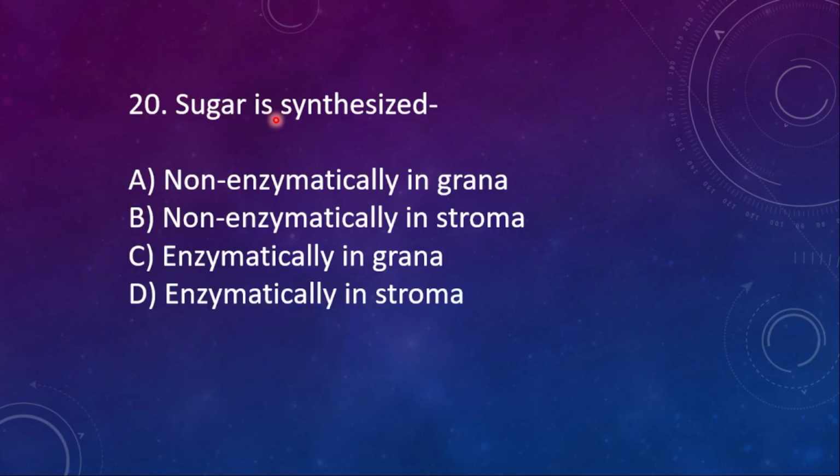20th question. Sugar is synthesized: A, non-enzymatically in grana, B, non-enzymatically in stroma, C, enzymatically in grana, D, enzymatically in stroma. So here the right option is D, enzymatically in stroma, because the sugar, the glucose, is the end product of the dark reaction. Where does the dark reaction take place? Dark reaction takes place in stroma.